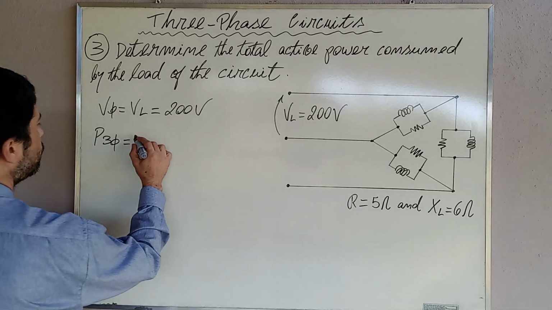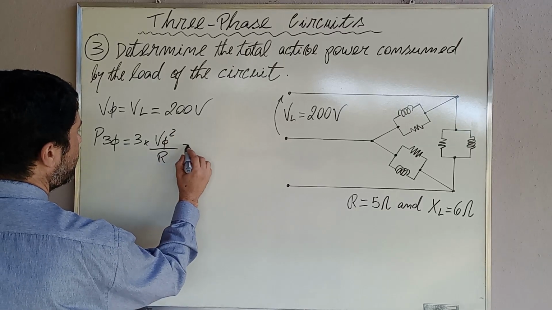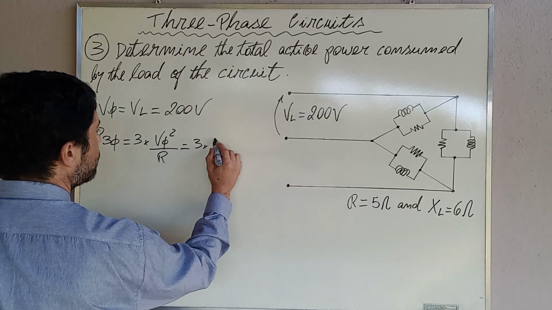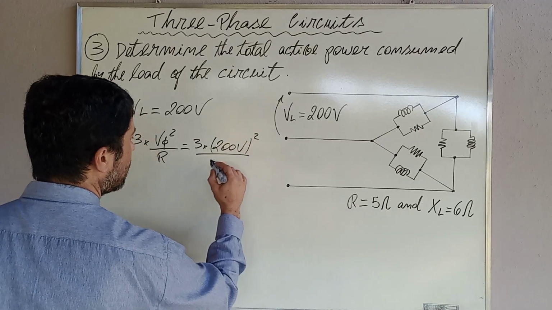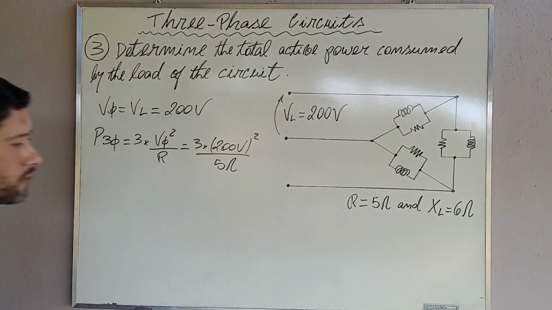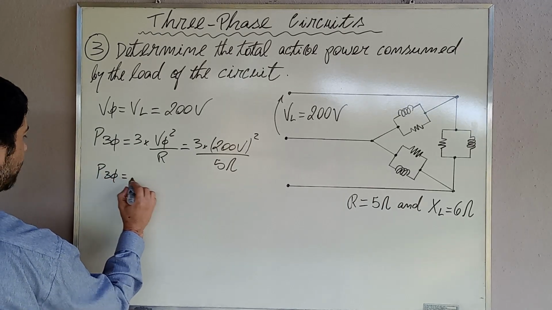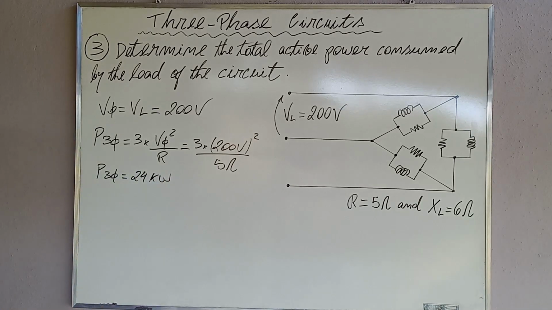three-phase is equal to 3 times the phase voltage squared divided by the resistance, and for this exercise it is 3 times 200 volts squared divided by 5 ohms, and this is equal to P three-phase is equal to 24 kilowatts. The total average active power consumed by the load is 24 kilowatts.